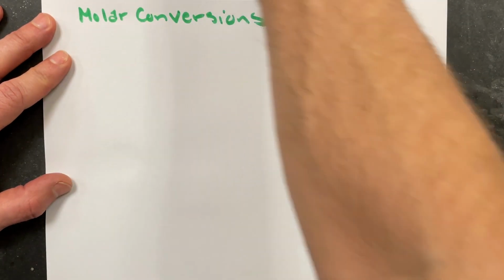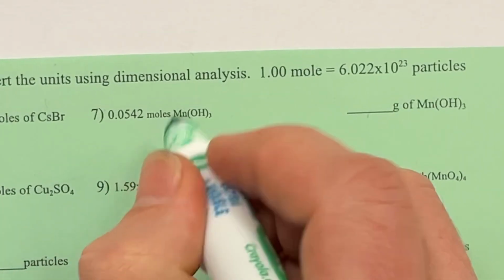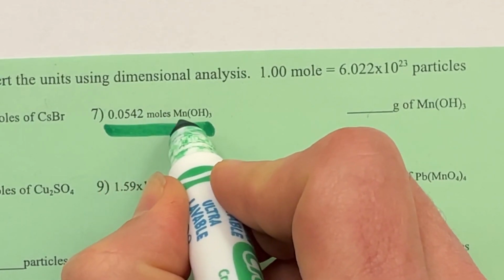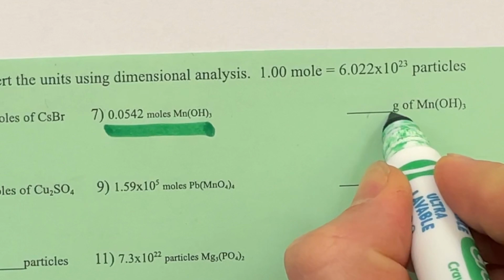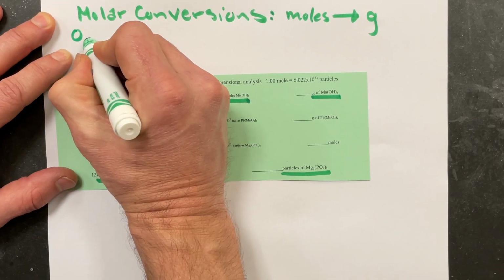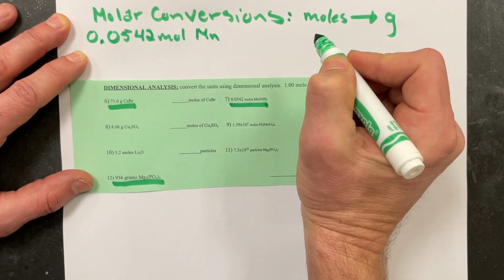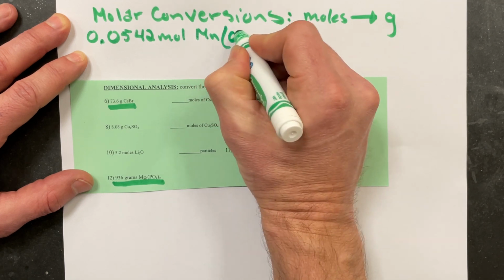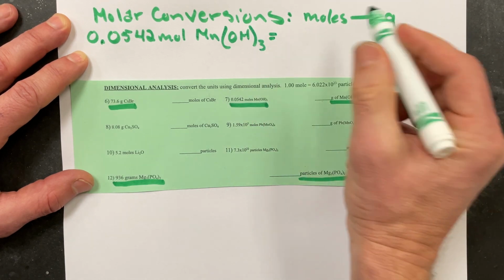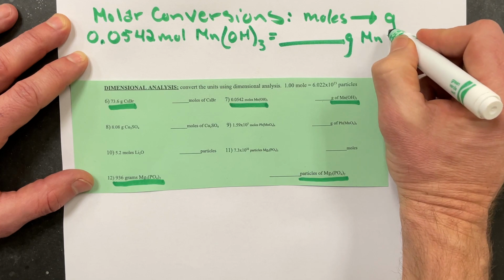For this one, let's check out this problem right here. We're going to figure out the moles of manganese hydroxide to grams of manganese hydroxide. So we'll write it down. We got manganese hydroxide, and we're trying to figure out how many grams of manganese hydroxide we have.